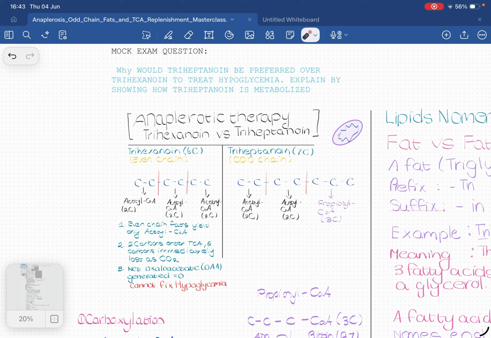So for the trihexanoin, this will yield only acetyl-CoA molecules, whereas for the triheptanoin, the enzyme will cleave the first 2, and then when it gets to the third fragment, it contains 3 carbons, and it cannot cleave that carbon, like over here. So this leads to the propionyl-CoA forming.